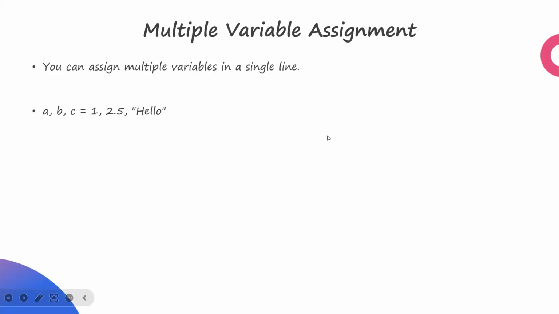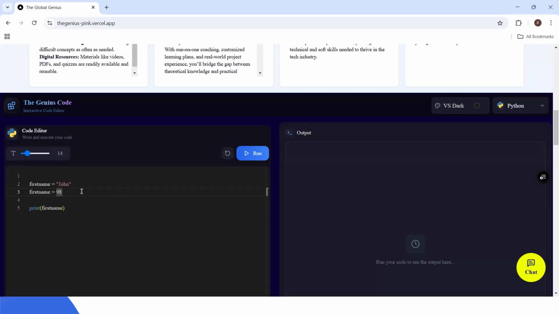You can also assign multiple variables in a single line. So see, a, b, c is equal to 1, 2.5, hello. And when you print, you are going to get this. But let me do something more practical here. Let's say I have first name as John, I have age as 99, and I have this person's salary as 777.9999. Now, I did these assignments in 3 lines.